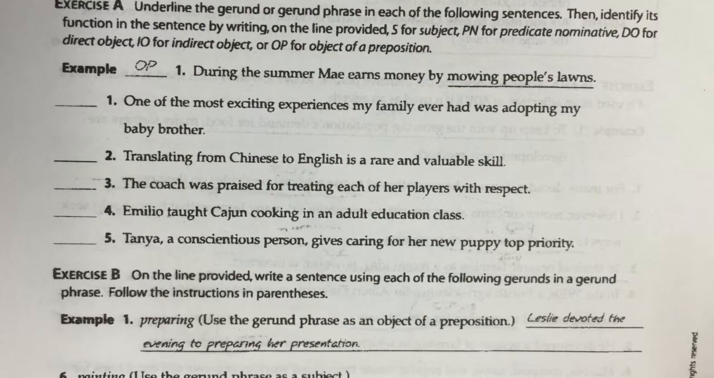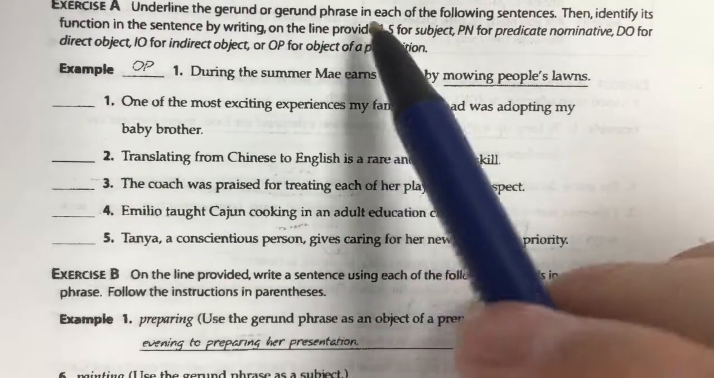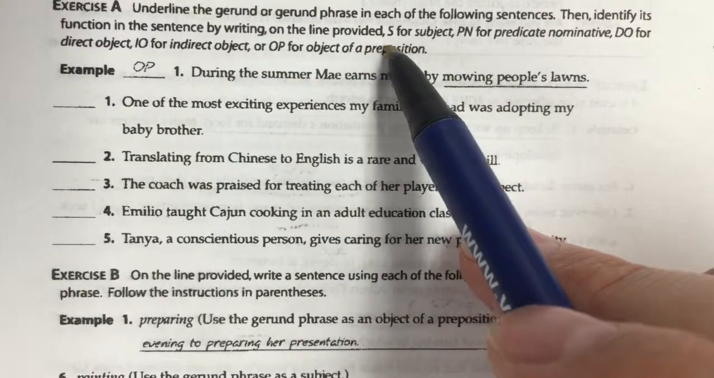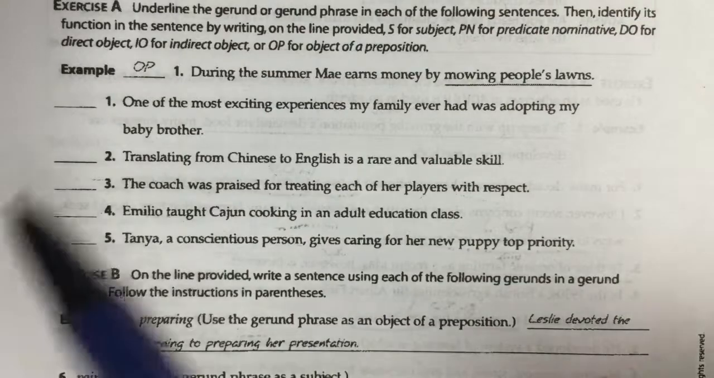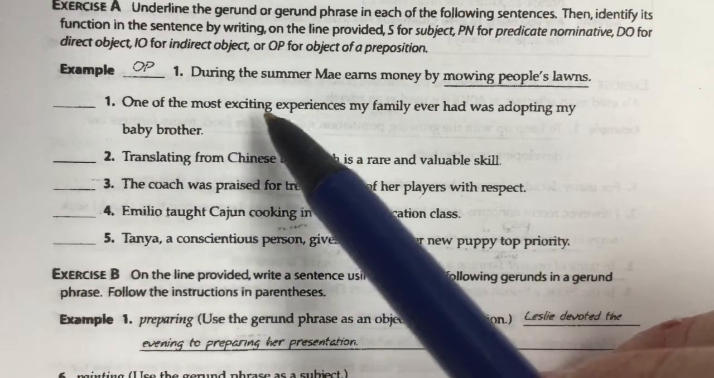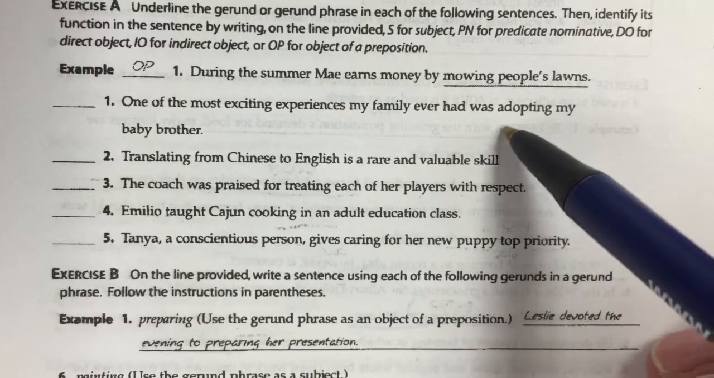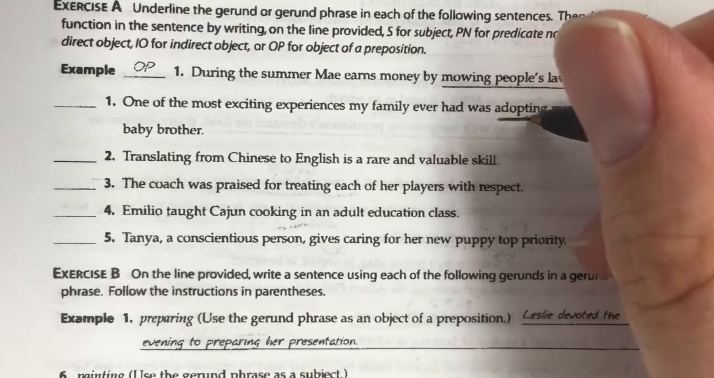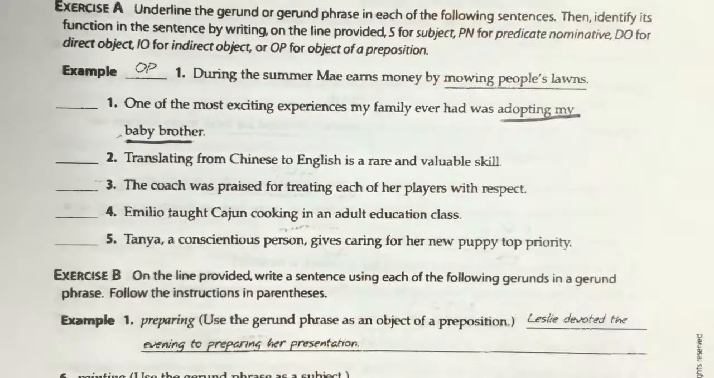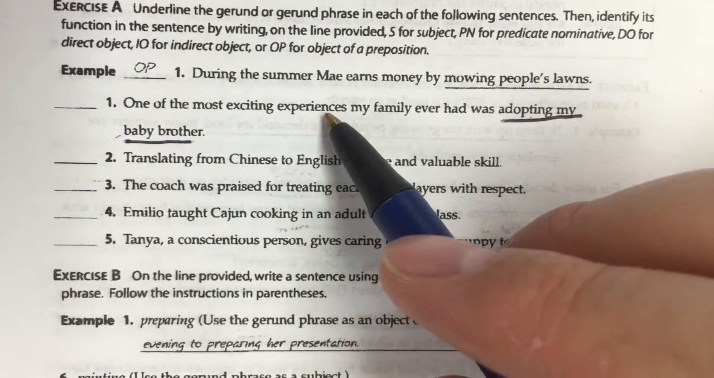What we have to do is underline the gerund phrase and say what it is in the sentence. Because it's a noun, it can do all of the functions of a noun, which are listed at the top here: subject, predicate nominative, direct object, indirect object, or object of a preposition. So number one: one of the most exciting experiences my family ever had was adopting my baby brother. So we're going to include not only the word adopting, but the person adopted, the direct object there, adopting my baby brother.